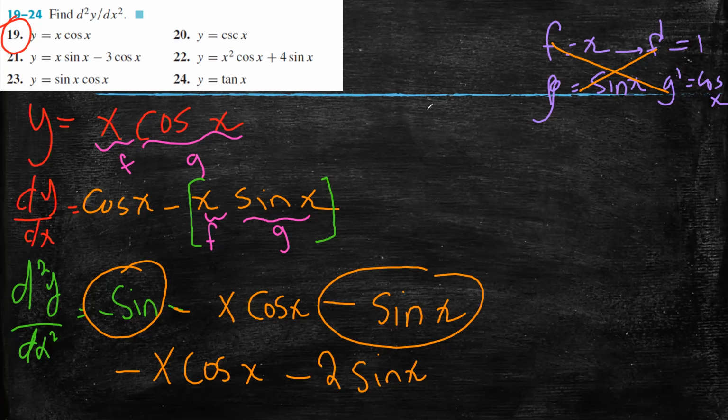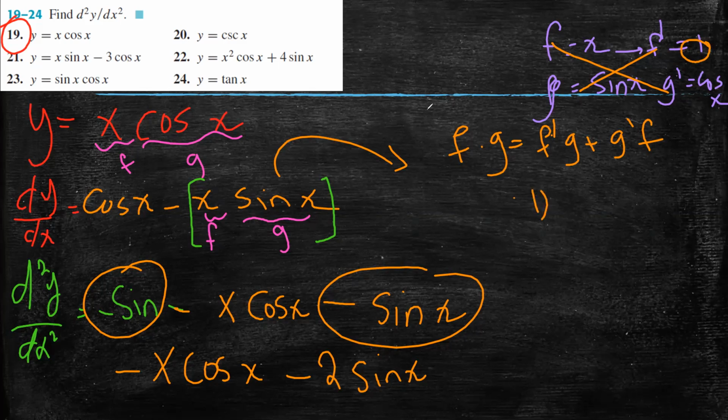This here is x sine x. You find its derivative. If they are multiplied, what is the derivative of it? F prime g plus g prime f. Now look here at what is written in purple. Where's f prime? This one, 1. G? Sine x. Sine x. Yes.